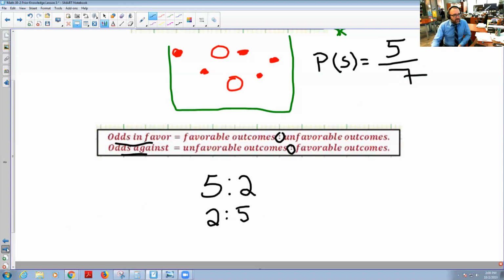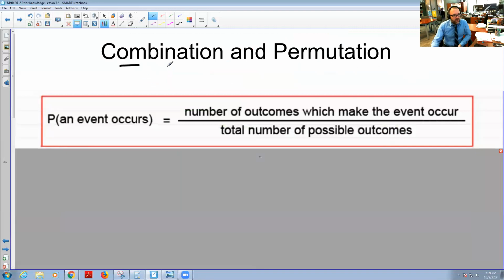So let's move on, because we'll also need to do combinations and permutations dealing with this in this topic, because we did it in lesson 2, now we need to do it with problems too. So same formula always. Total number of possible outcomes is always on the bottom. Number of favorable outcomes is always on the top.